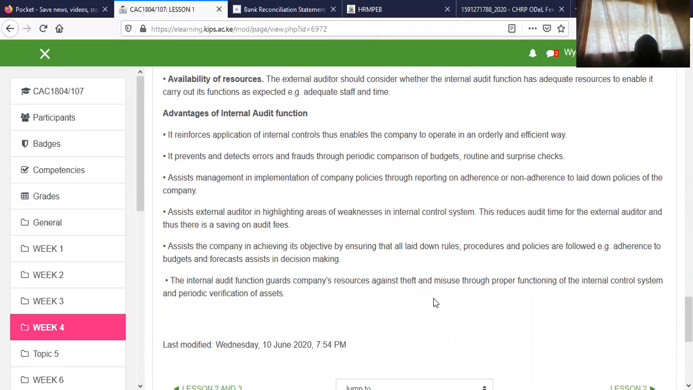You'll find that now, having had that brief analysis of what internal auditing is all about, I think now it's going to be very easy for you as students to look at other areas and find it very easy to understand.